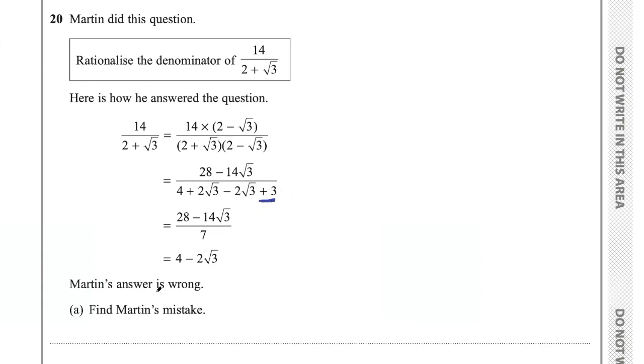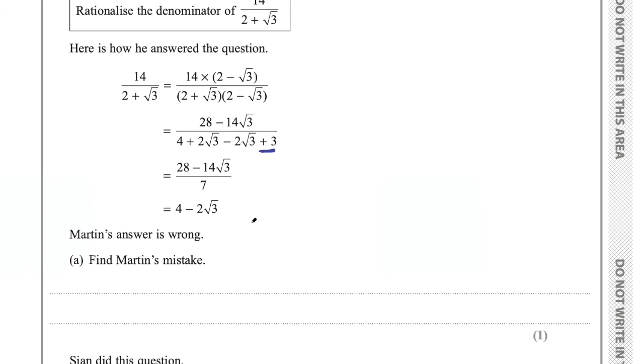Anyways, the question said Martin's answer is wrong. Find Martin's mistake. The positive 3, that should be a negative 3, because a positive times a negative makes a negative. So what could we say? We could say the positive 3 on second line should be negative 3. So we found the mistake. You could also, I guess, probably circle it.